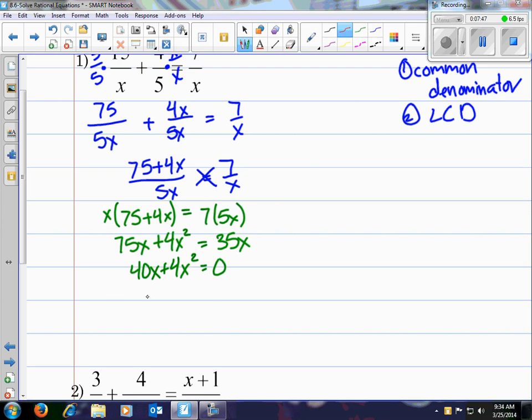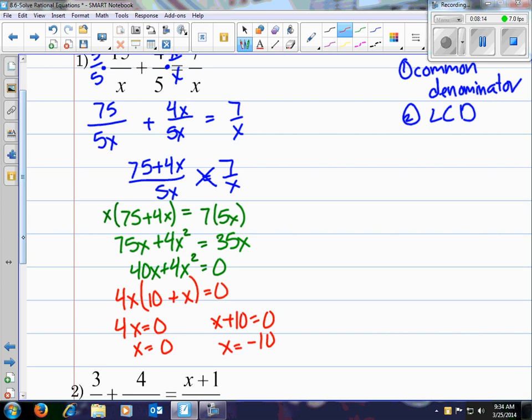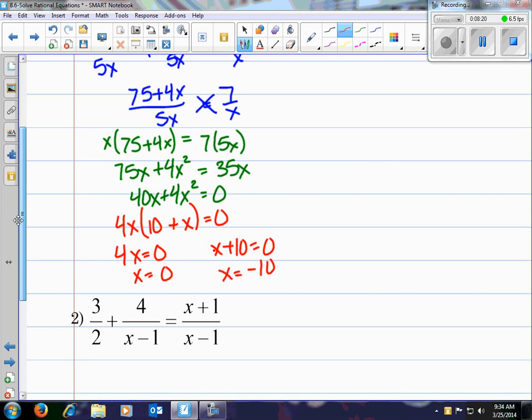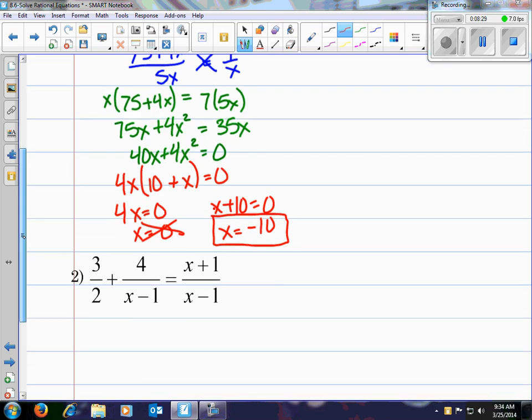So I'm going to take 4x out, so I'm left with 10 right here plus x right here is equal to 0. So I have 4x is equal to 0, and then I also have x plus 10 is equal to 0. So x is equal to negative 10, and x is equal to 0. Now if I go up here and I put 0 in for x, I have a 0 in my denominator, which isn't even allowed. So I know for sure that this is not a solution, and this is a solution. And we're done. Now we do the same thing for the next one.